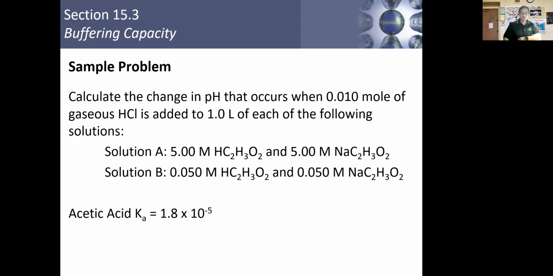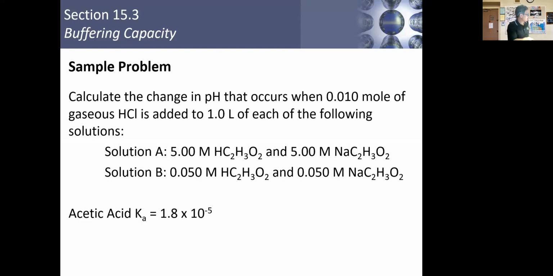Let's take a look at where we left off yesterday. We were talking about buffering capacity, and let me share this screen here with you really quickly. We were working through this problem here. I wanted us to work this problem so that we can see what goes into determining whether a buffer is a good buffer or a bad buffer. That means having a good buffering capacity or not having a good buffering capacity.